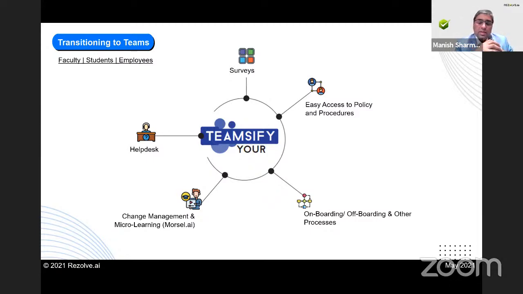So, teamsifying is a word, by the way, you have heard here first. We coined this term recently when we realized what it is that we are doing. We are actually teamsifying certain functions. Now people can come and do various things. They can respond to a survey. They can do a micro learning. Maybe the professor has assigned a small micro learning to them, and they have gone through that micro learning. You can have new student onboarding being done on Teams. You can have access to policies and procedures and so on and so forth, right?